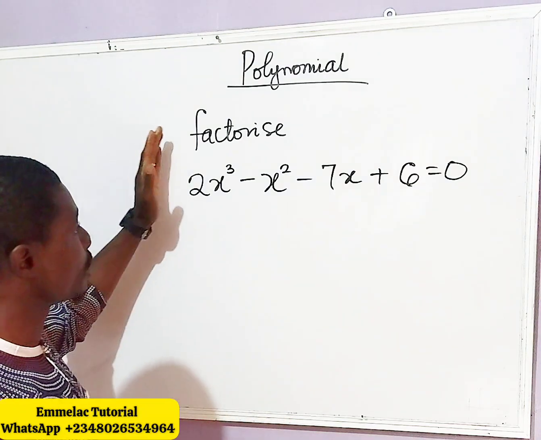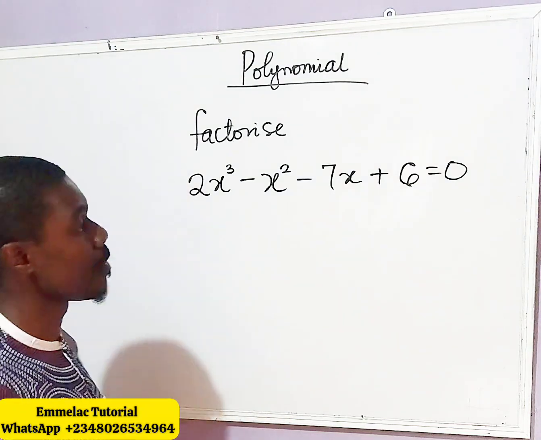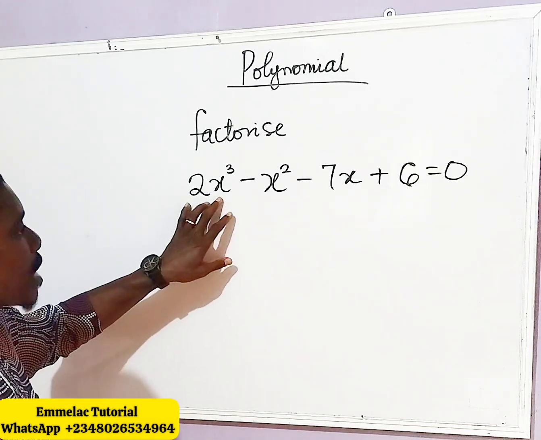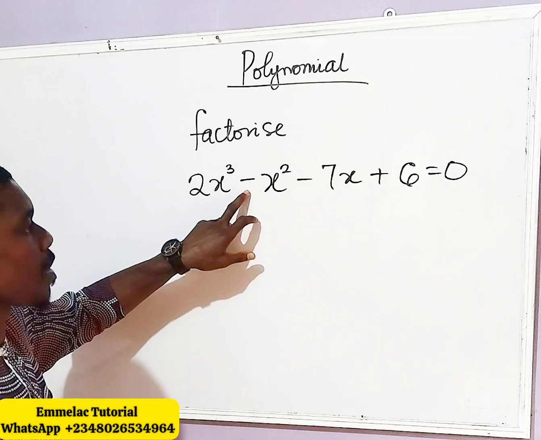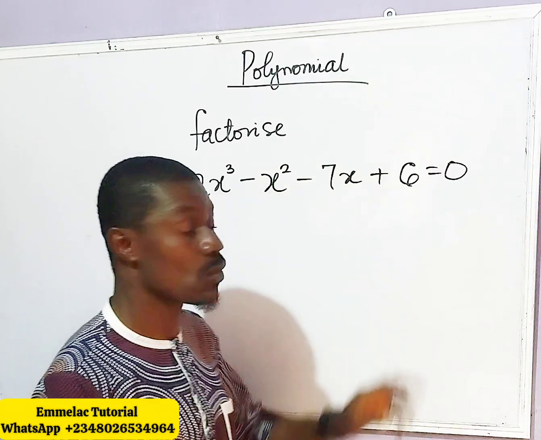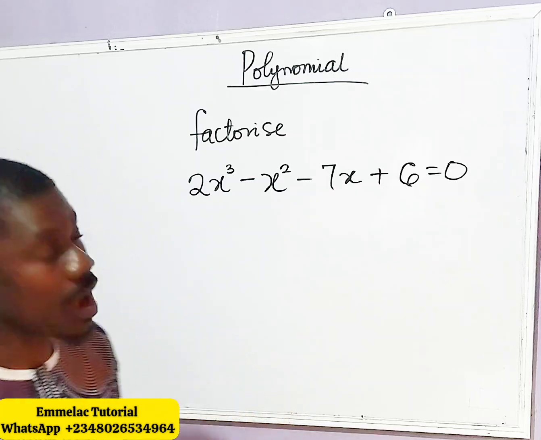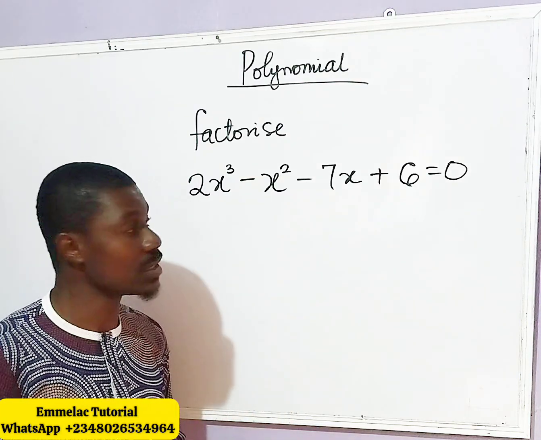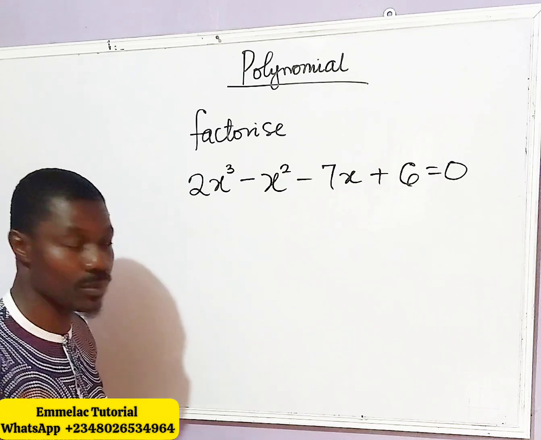Now let us factorize this polynomial equation. Here we have 2x raised to 3 minus x raised to 2 minus 7x plus 6 equals 0. So how do we go about it?